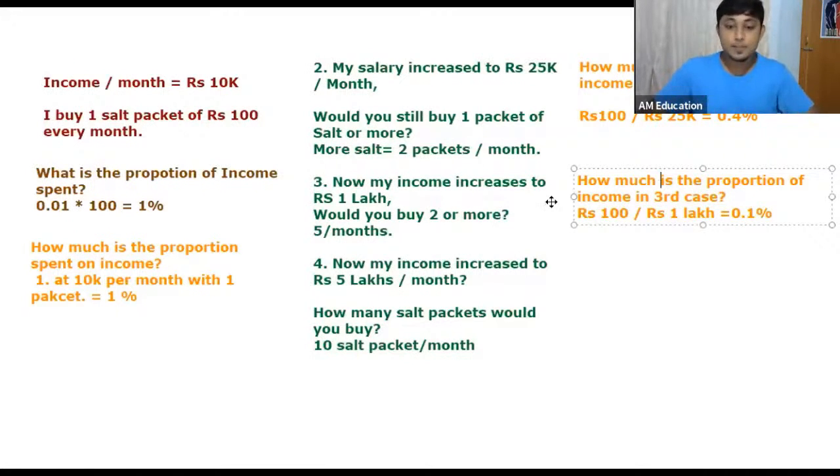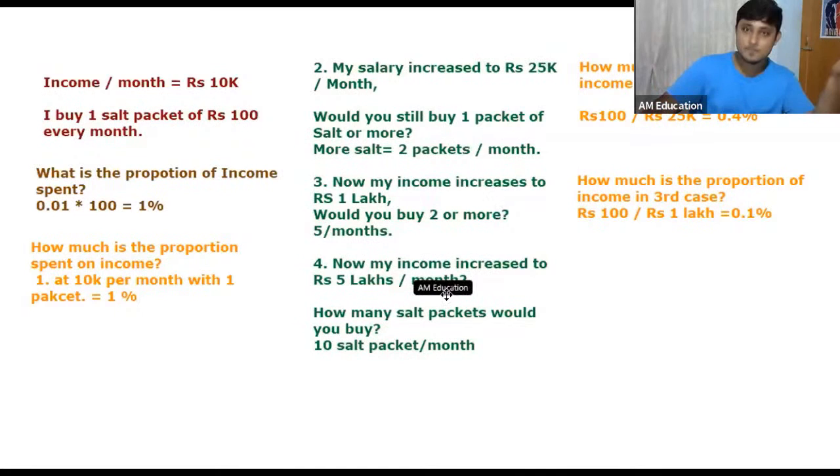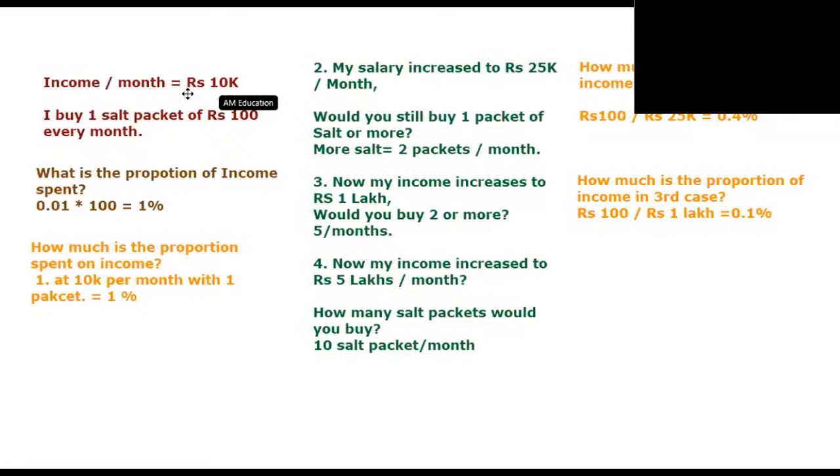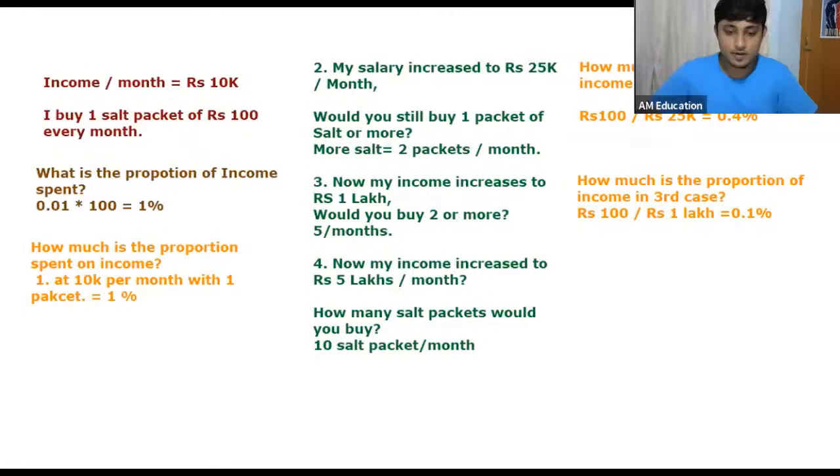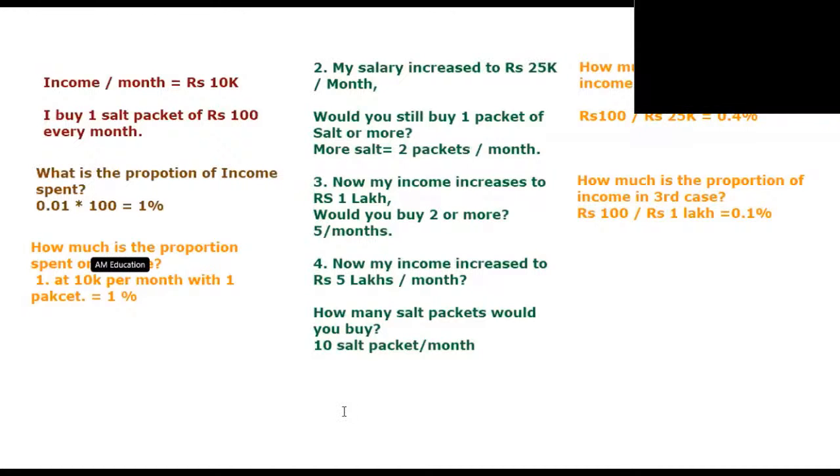Clear? But it is different for luxury goods. Here you were buying one t-shirt per month, assume. Here you will buy 2 t-shirts per month. Here you will buy 3 or more. Here you will buy 10 t-shirts per month. So the proportion of money you spend on t-shirts per month keeps on increasing. Then it will have a positive elasticity. So what did we learn here? Negative elasticity and positive elasticity.